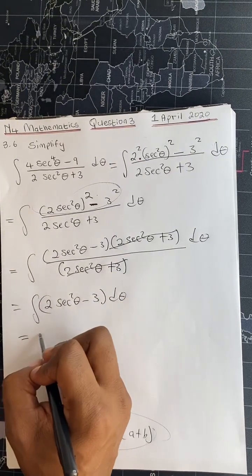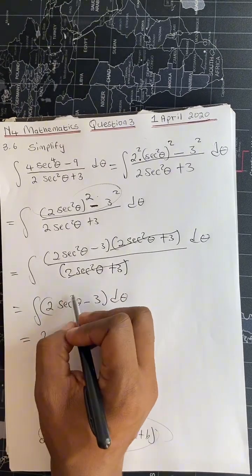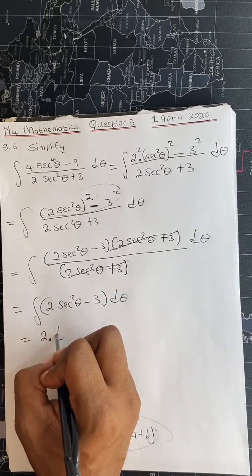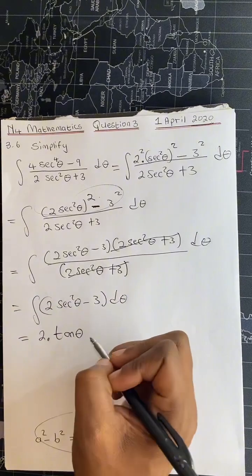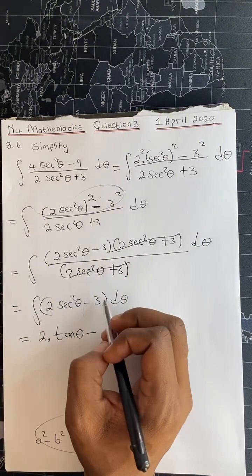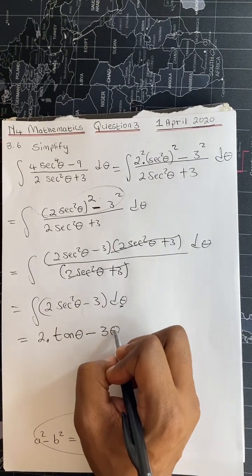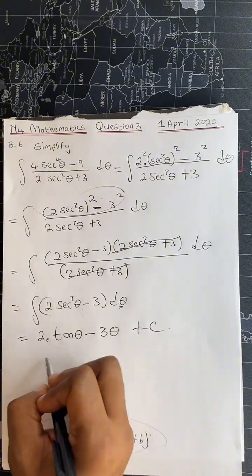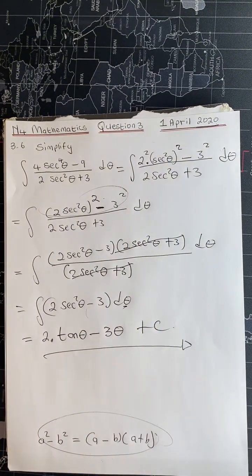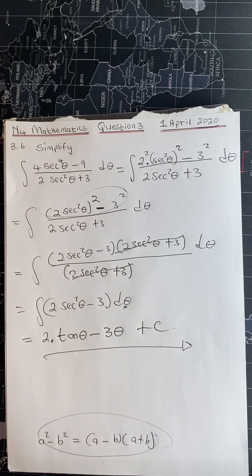So we have to integrate. This 2 is a constant, so the integral of sec squared theta is equal to tan theta, also available on the formula sheet. The integral of this 3 with respect to theta will be equal to 3 theta plus c. So our answer for question 3.6 is 2 tan theta minus 3 theta plus c.